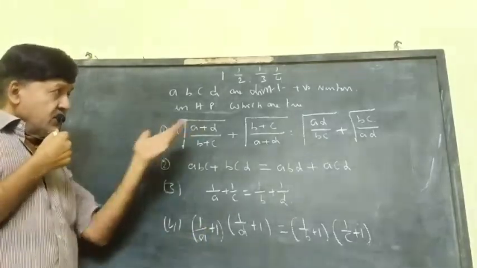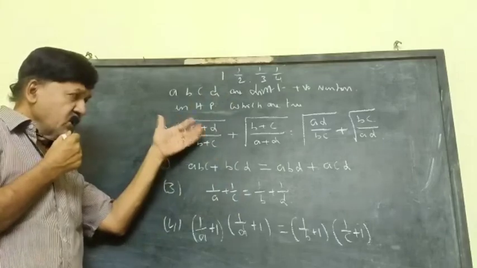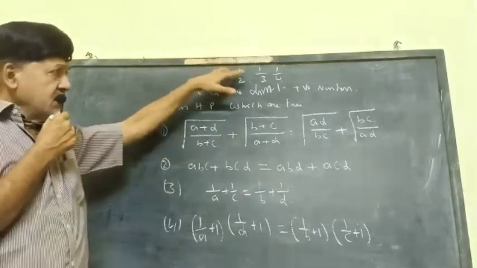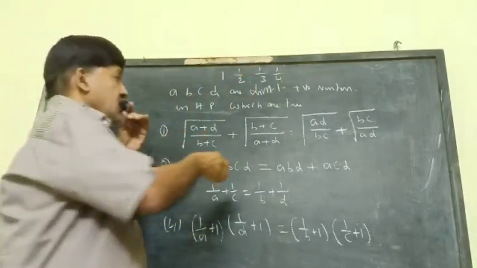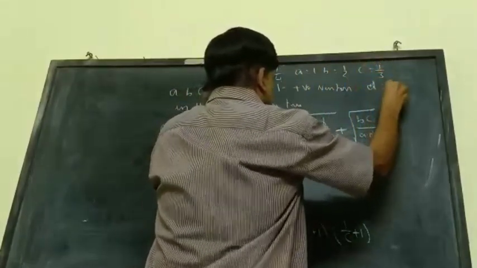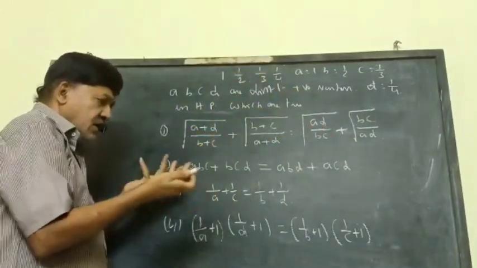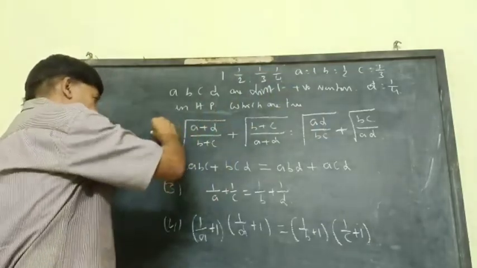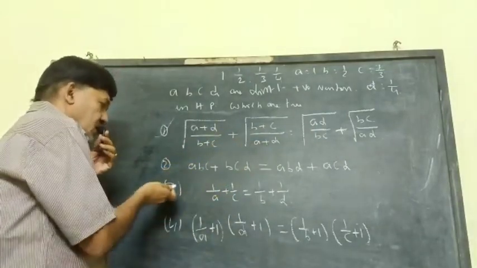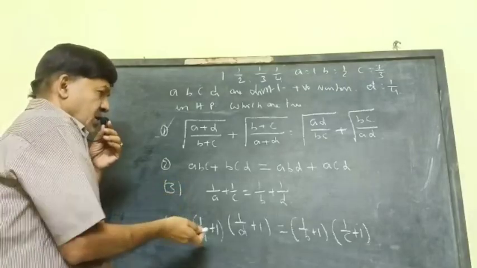Here A, B, C, D are distinct positive numbers in HP, which means they may be anything. All this must be true. If at all this is true, it must be true for this also. So take one simple HP like this. If you take reciprocals, 1, 2, 3, 4 are in AP. So A is equal to 1, B is 1 by 2, C is 1 by 3, D is 1 by 4. Substitute in LHS, substitute in RHS, and see whether they are equal or not. If they are equal, then this is correct. Substitute here, see that LHS is RHS. Here also same thing. You can verify this, this, this. I will verify just two or three.